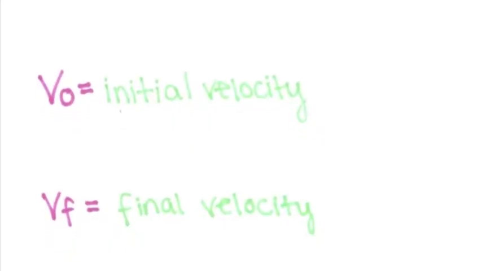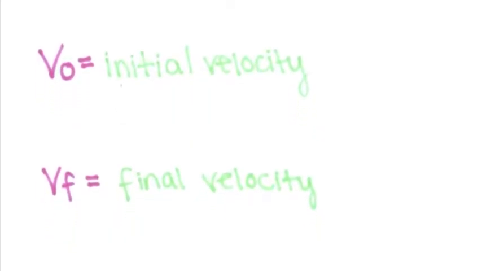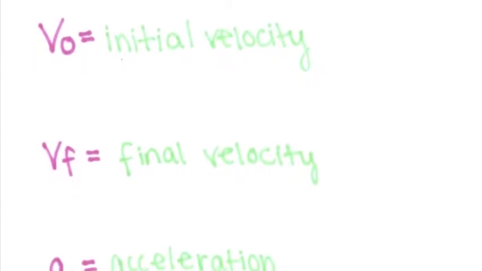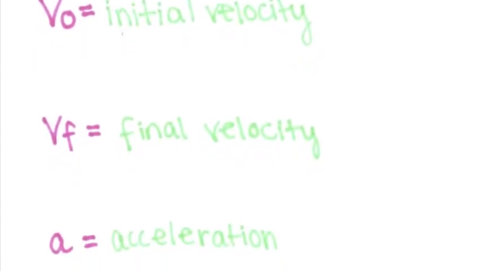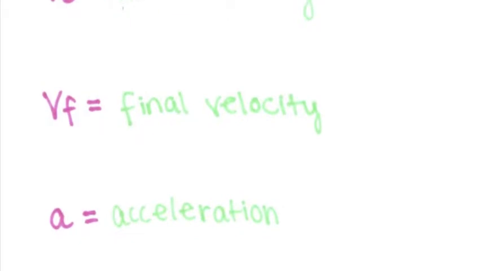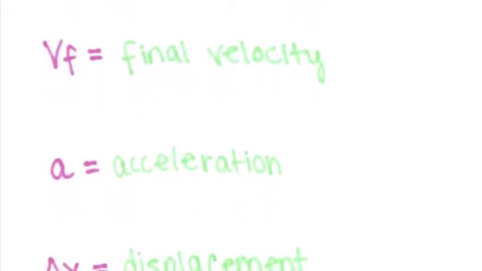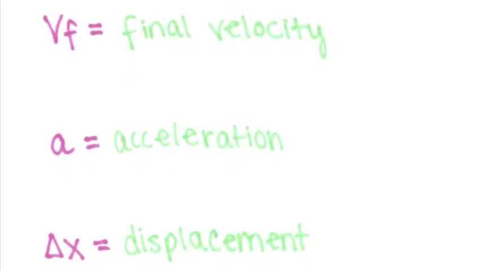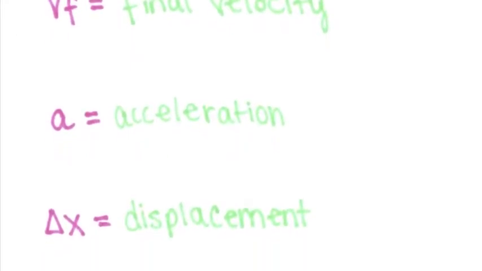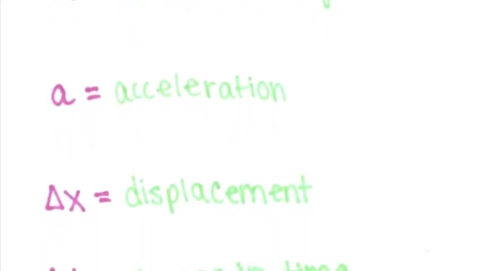Oh no, Steve Carell needs help. If the supersonic sprinter needs to save Steve, he must figure out 5 things. V initial, which is initial velocity, Vf, which is final velocity, a, which equals acceleration, delta x, which is displacement, and delta t, which is the change in time.